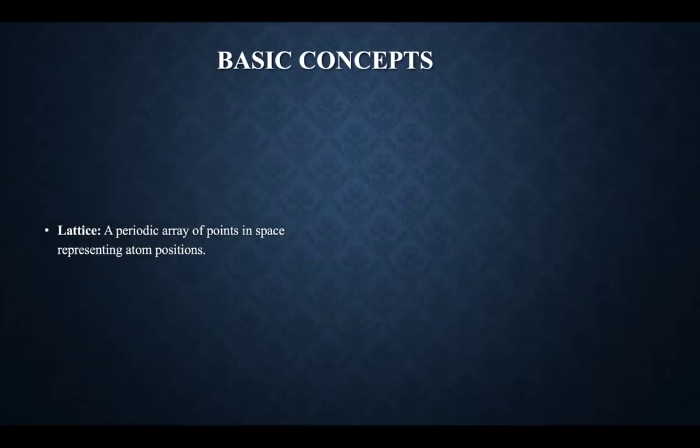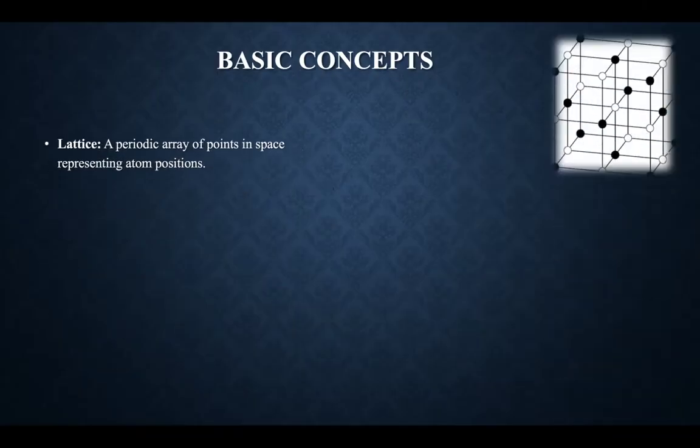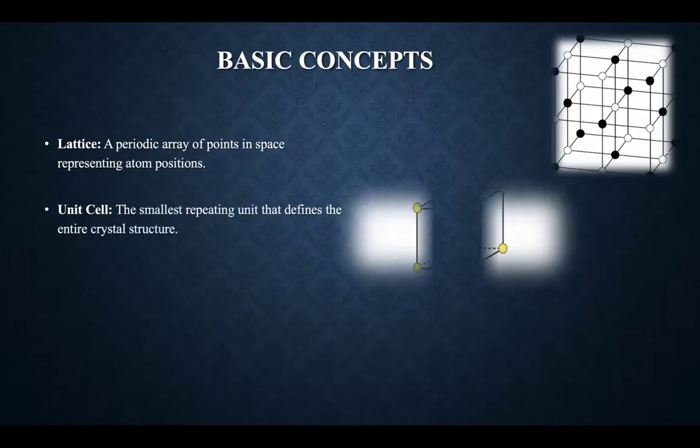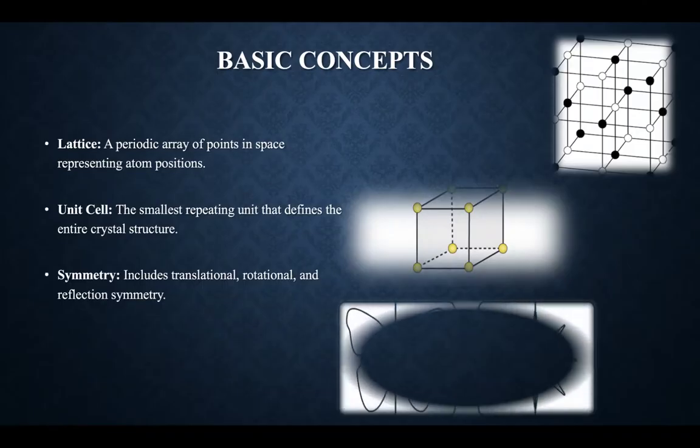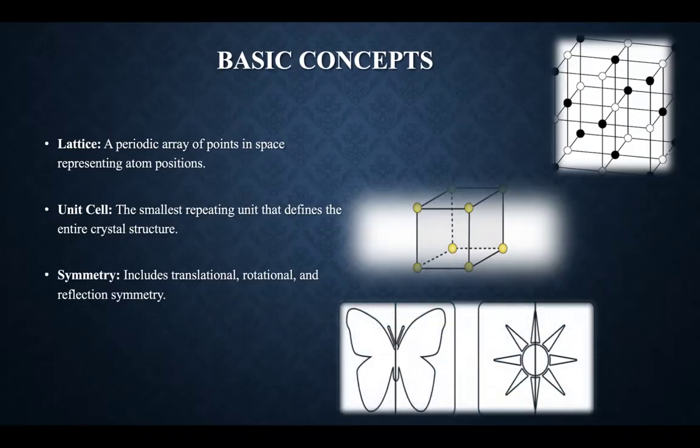And basic concepts. Lattice. It is a periodic array of points in space representing the atom positions. In this figure, we can see a unit cell. It is the smallest repeating unit that defines the entire crystal structure. Symmetry, which includes translational, rotational and reflection symmetry.